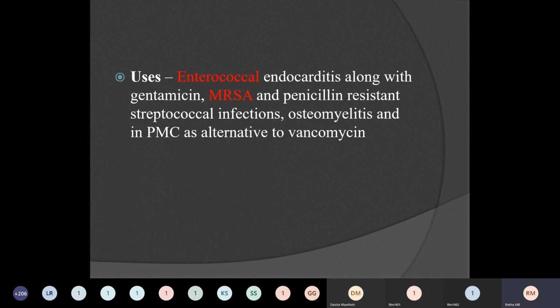Uses: it can be used in enterococcal endocarditis along with gentamicin, or it can be used in infections caused by MRSA or penicillin-resistant streptococci. It can also be used in pseudomembranous colitis as an alternative to vancomycin.